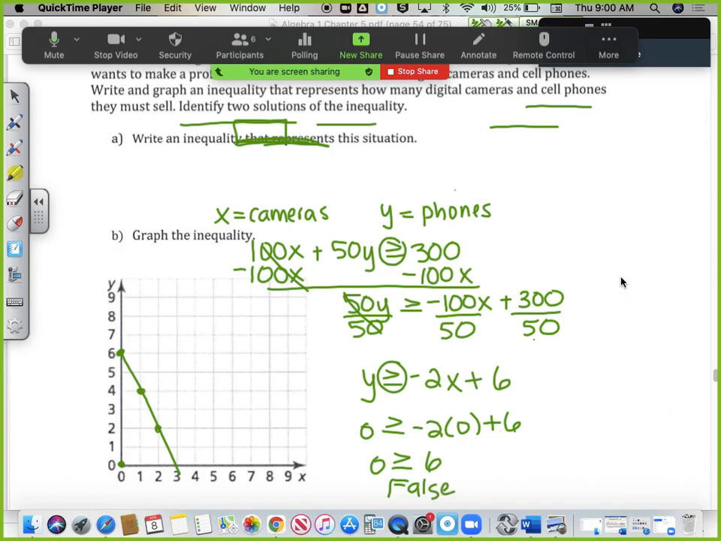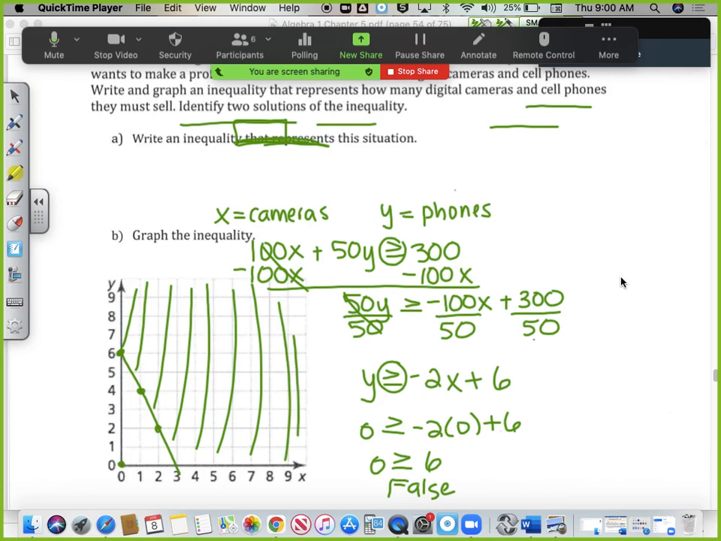Because that's false, that means that this area underneath that was just the solution in the last problem is not the solution. And if you get a false statement, it means the other area is the solution. So everything above here would be the shaded region, which would be the solution. That means any ordered pair above that line would be a solution to the inequality, which there's a lot more to choose from. The next part of these problems are asking you then to pick two solutions for the inequality.